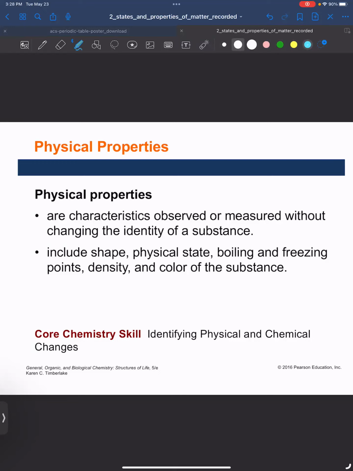So we are not changing the identity, and that's really important to recognize so that you can distinguish between physical and chemical properties later on. So what are some examples of physical properties? Well, that includes shape, physical state, boiling and freezing points, density and color of a substance. So once again, you're not changing the identity of a substance.